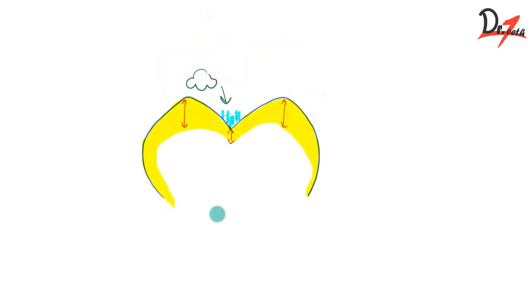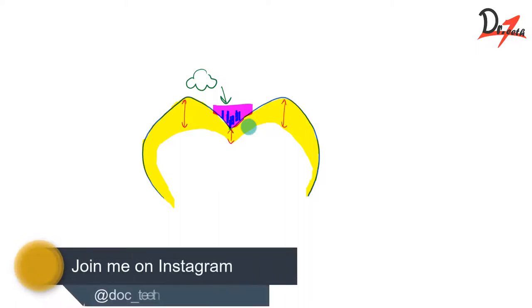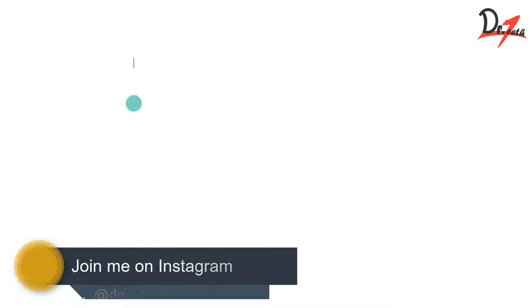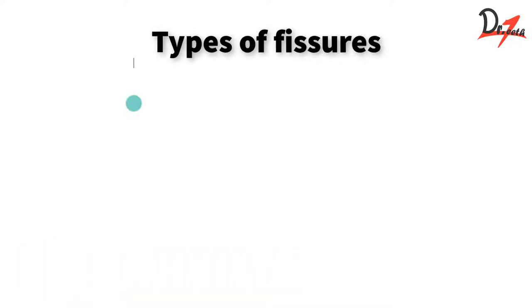Now, how can we prevent the caries? If we seal this area with a suitable material, then obviously we can prevent the caries from occurring. Now, how do we do that? We do that with the help of pit and fissure sealant. Now, before we proceed to the pit and fissure sealant, let us see the types of fissures.